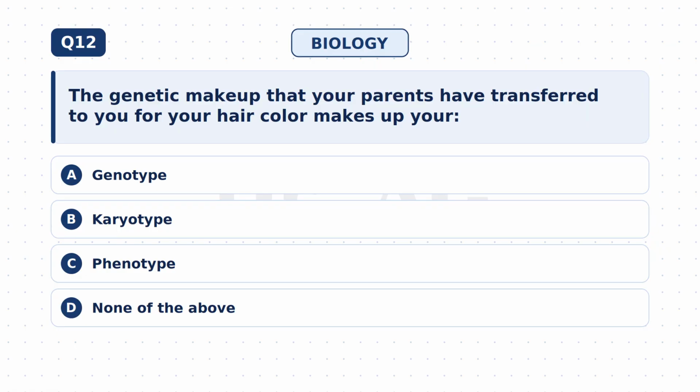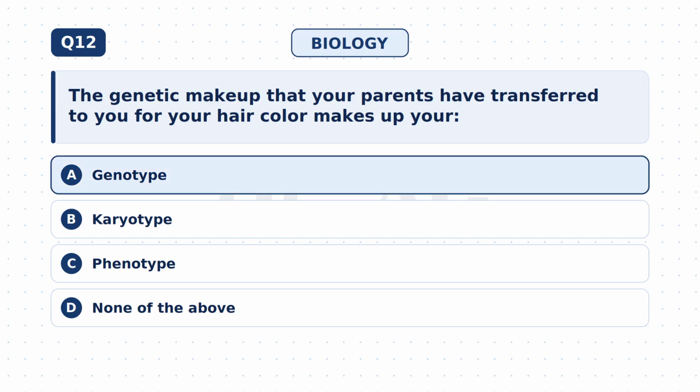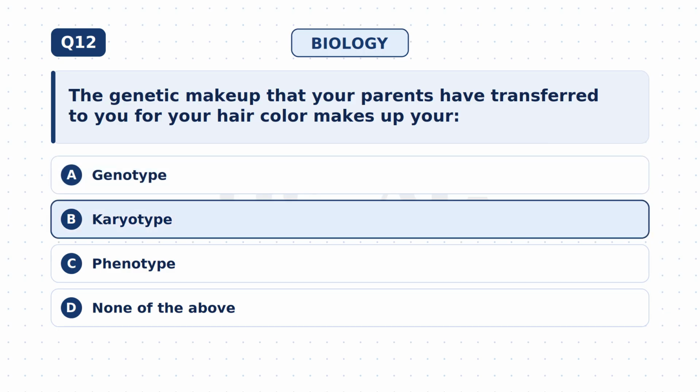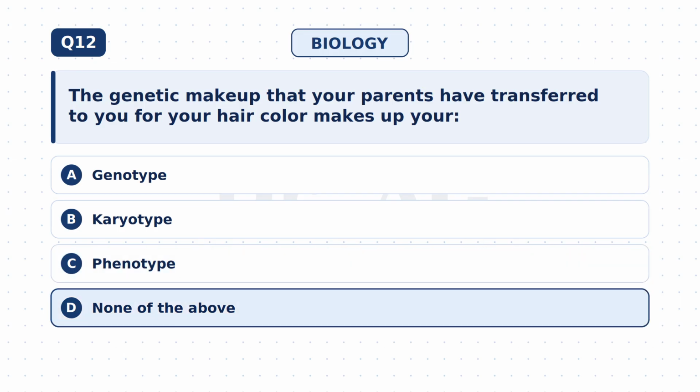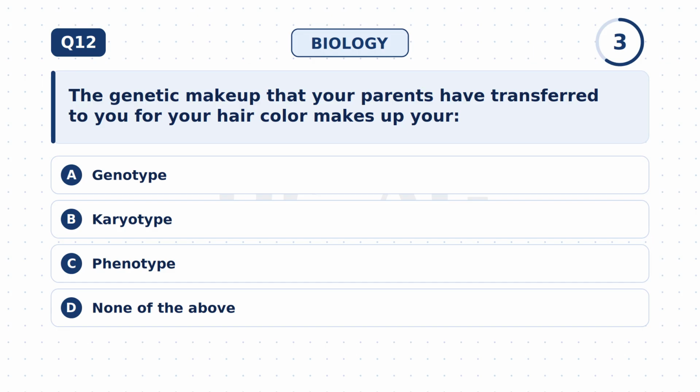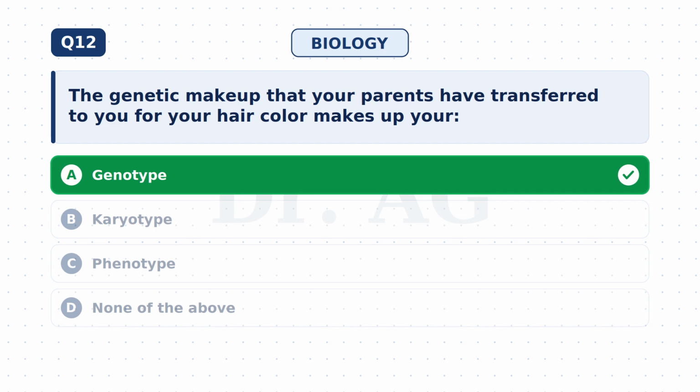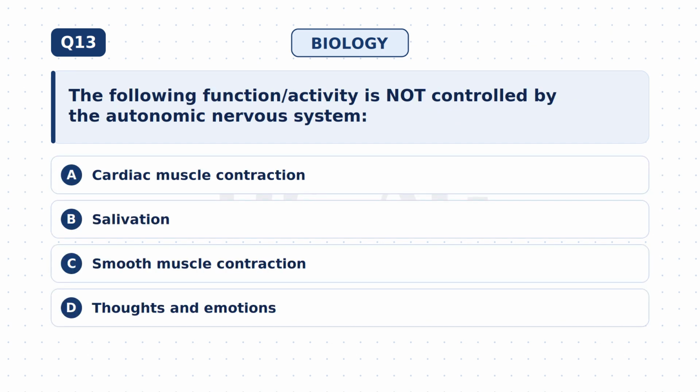Question 12. The genetic makeup that your parents have transferred to you for your hair color makes up your. Option A. Genotype. Option B. Karyotype. Option C. Phenotype. Option D. None of the above. The correct answer is A. Genotype.